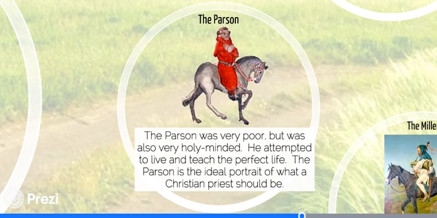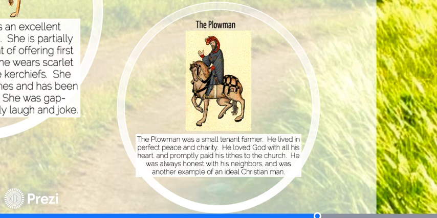Okay, the next one is the parson. This man was poor but holy minded. He tried to live and teach the perfect life, and he truly did try to practice what he preached. He is the ideal portrait of what a Christian priest should be, because that's what a parson is. He's a parish priest, but while he's well educated, he is devout in his belief. He is generous and humble and hardworking. His brother is the plowman, who is someone who you could hire to come and plow up your farm.